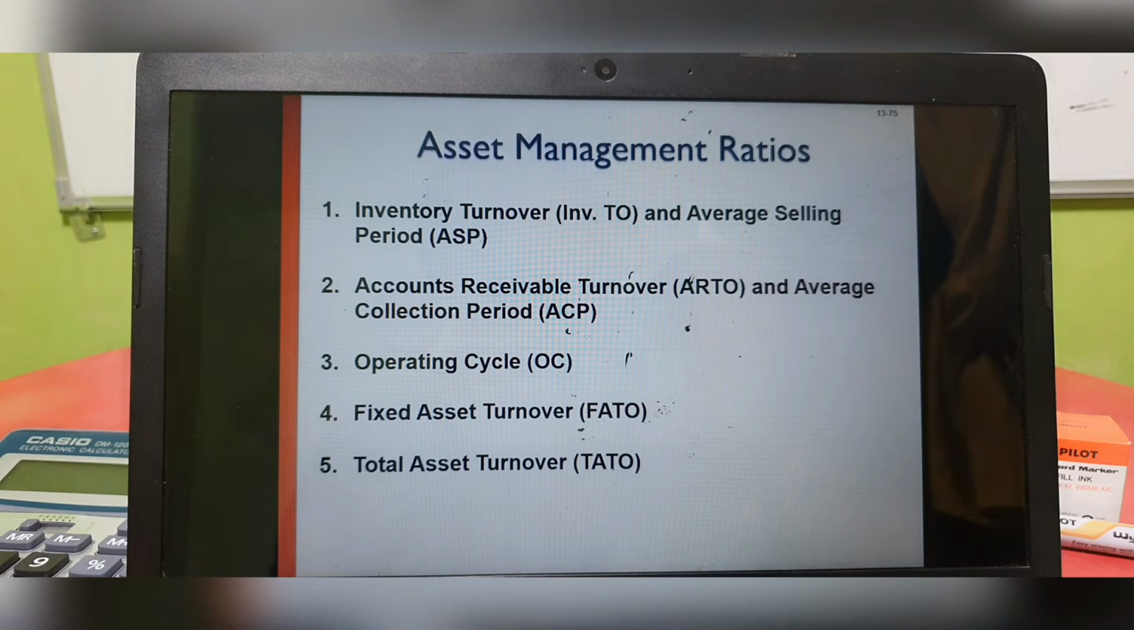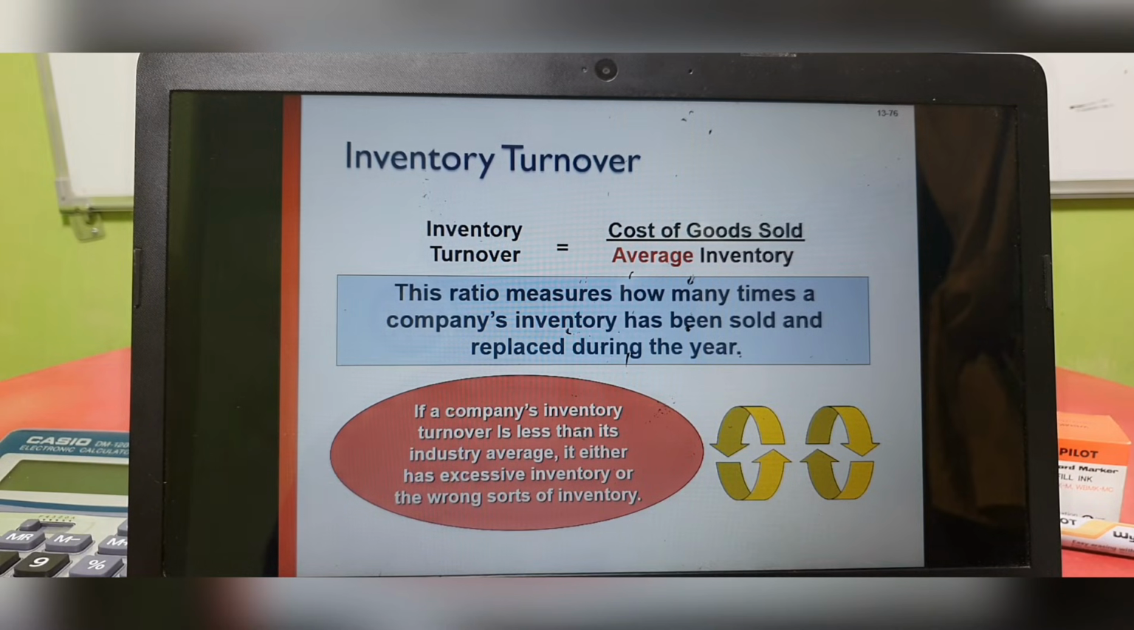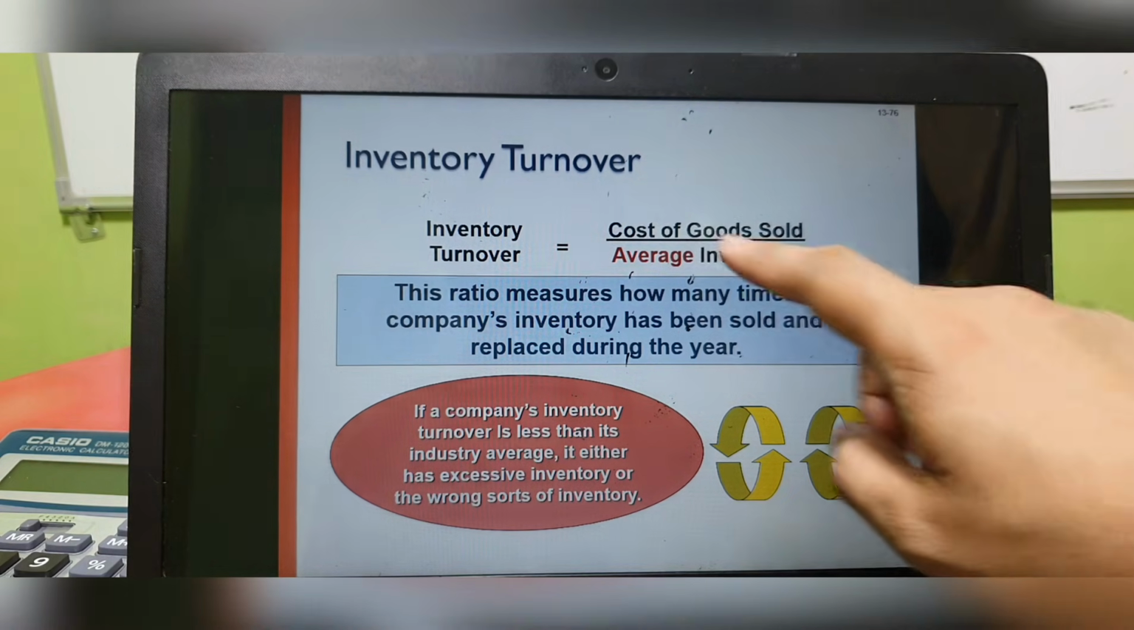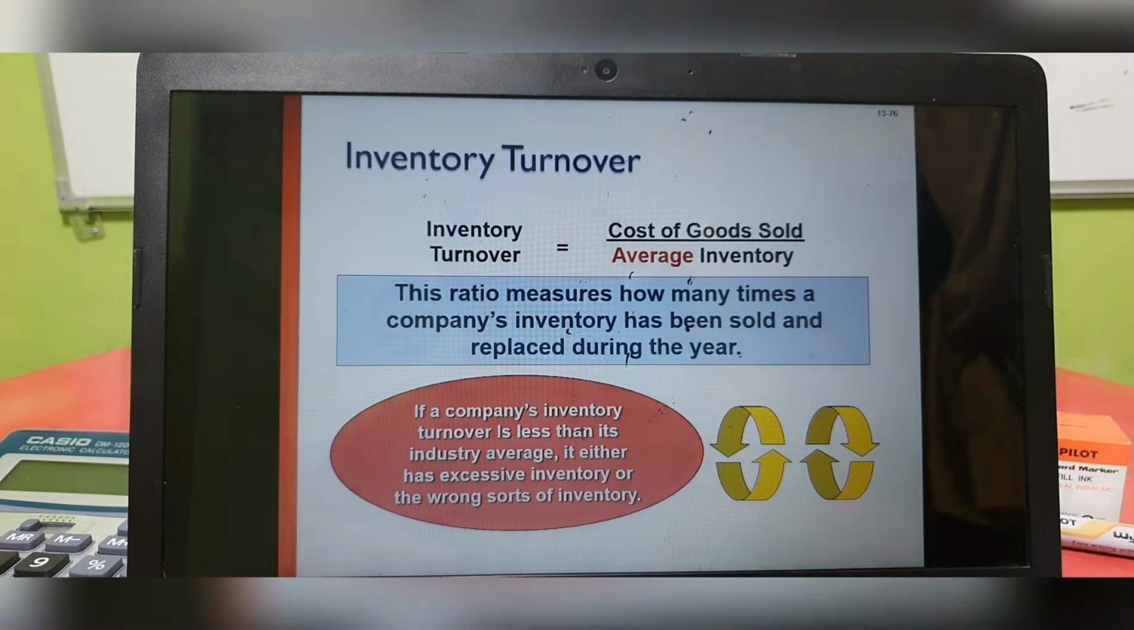Ano ang numerator natin? Generally, ang numerator ay sales. Pero meron lang tayong konting story on the numerator. So, let's try to take a look at the example. Okay, let's continue using yung Sophia Trading Corporation. Inventory turnover is COGS over average inventory, meaning beginning plus ending over 2.